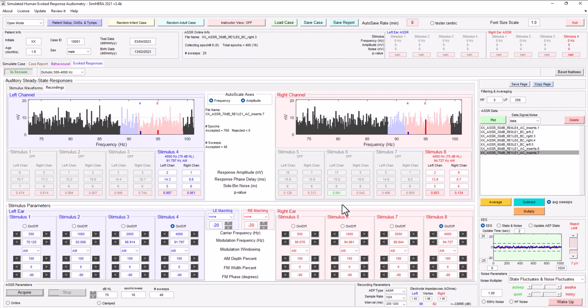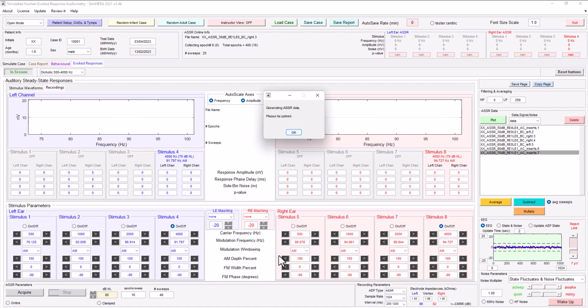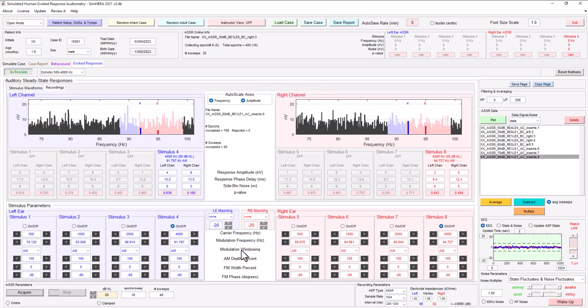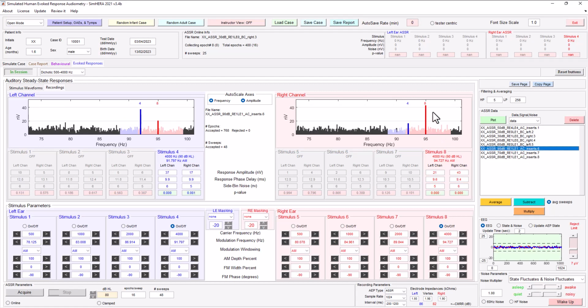We actually get no responses, so we're going to need to go up to 80. So at least we've established no responses at 70. And we have no responses at 80 as well. So that means that our threshold, because we have responses both left and right, will be 90 dB HL for 4,000 hertz.